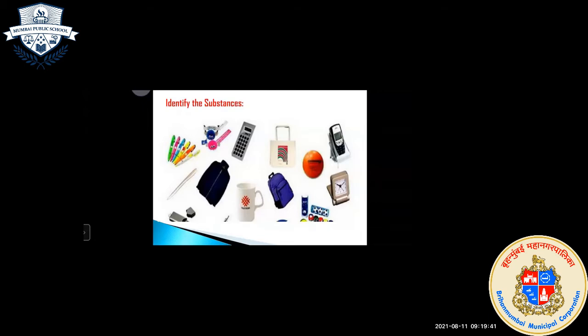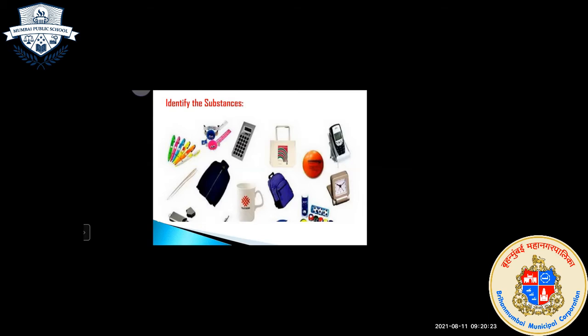Now, Pushkar, please tell me, is ball a substance or an object? Object. Very good. And rubber, is rubber a substance or an object? Substance. Yes. See, don't get confused. The things which we can see here, they are the objects, and the material used is a substance. So here, in the case of ball, substance is rubber and object is ball.